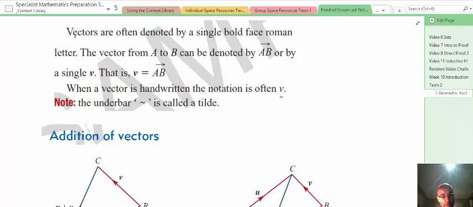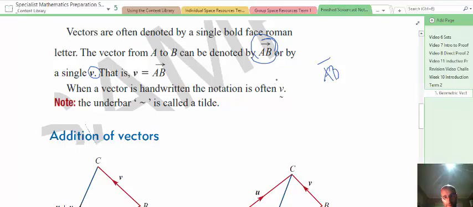As we saw with our early work on storage vectors, vectors are often denoted by a single boldface Roman font letter, like that V. It's got to be in bold. The vector from A to B can also be denoted just like a line segment. It's got a direction, however, so not AB like this. It has to have the arrow there because it has a direction.